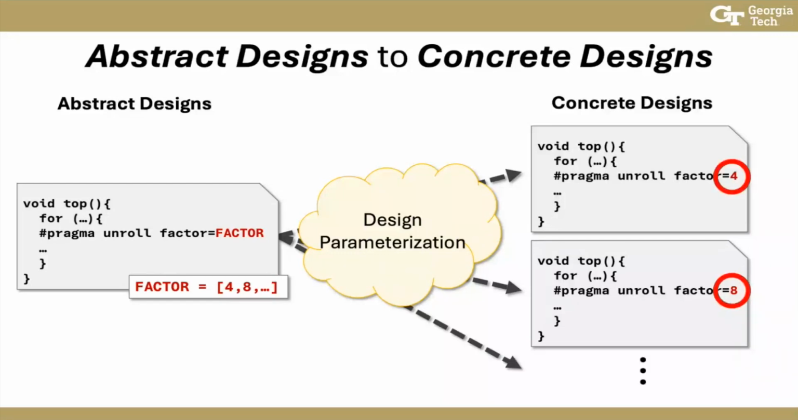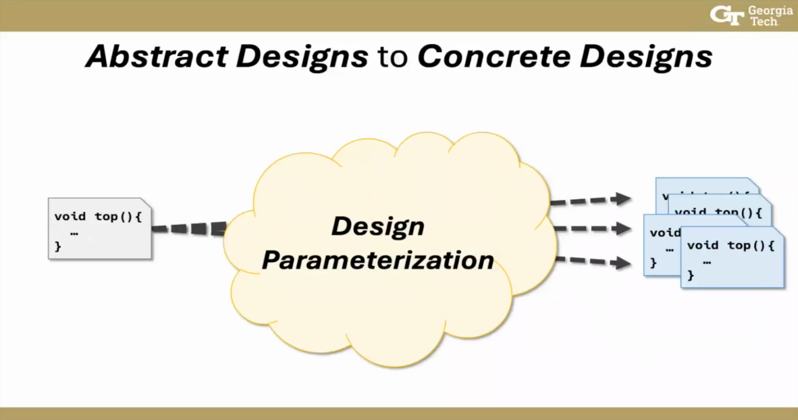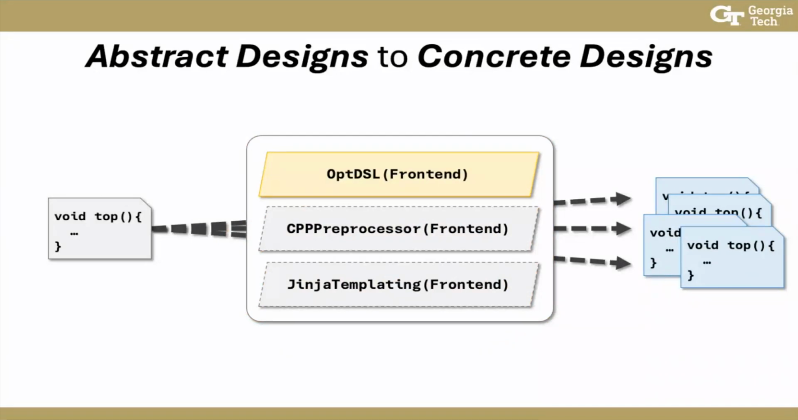And then just highlighting the different factors that are filled in place of the original factor placeholder. And so what is this design parameterization? There's a lot of ways to do this. So I'm going to talk about what we came up with in the paper called OptDSL. But keep in mind that there are many different ways to parameterize source code. You can literally do string templating or run it through a C++ preprocessor. And HLSFactory lets you write your own front ends to do this. But I'm going to focus in on the one that we talk about in the paper.